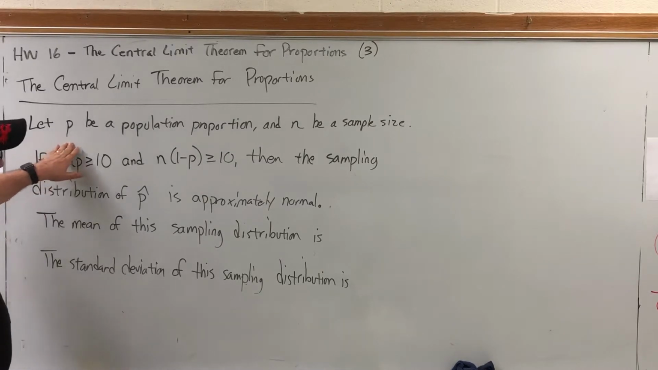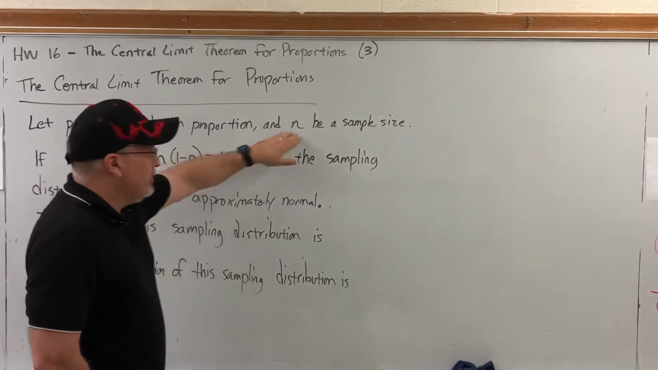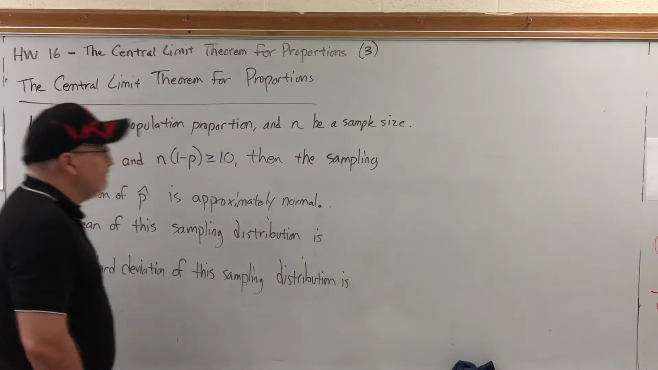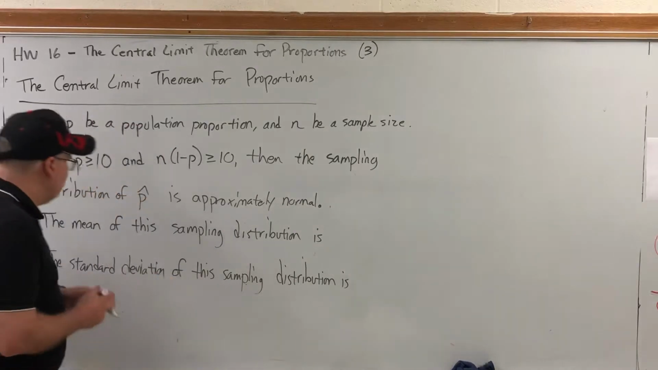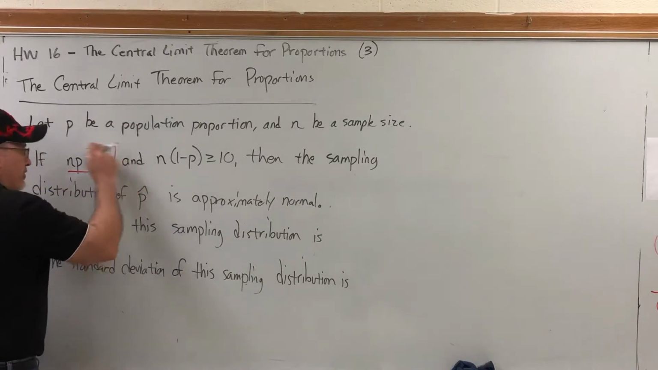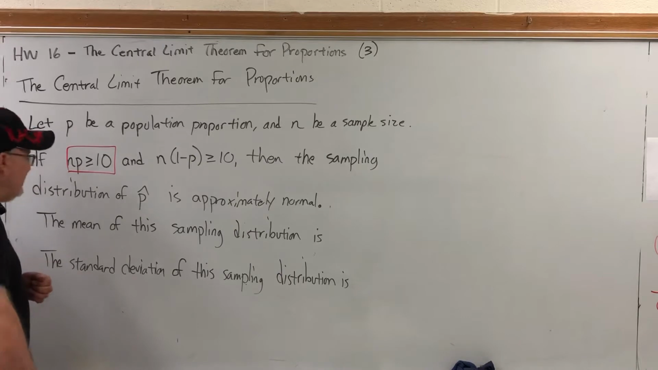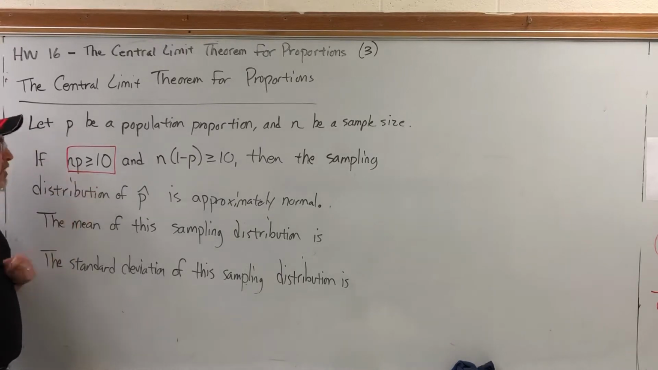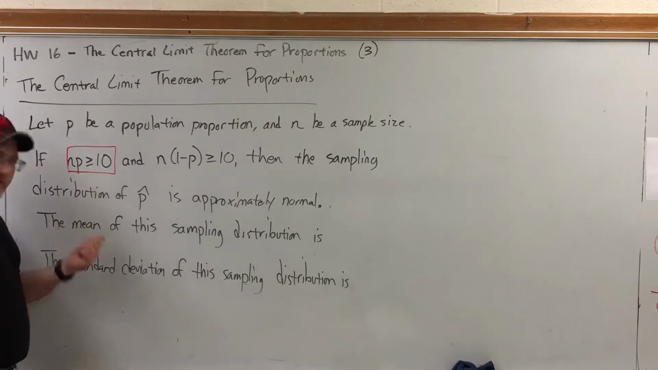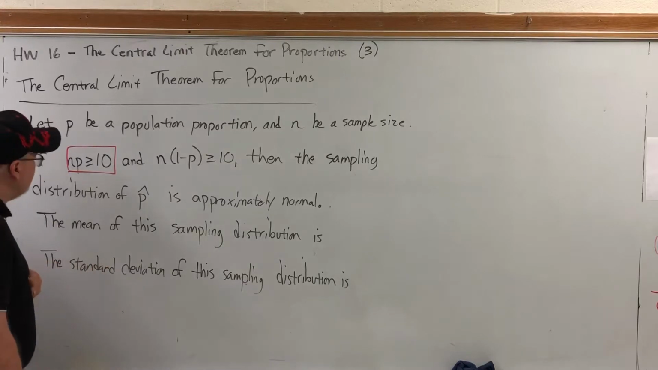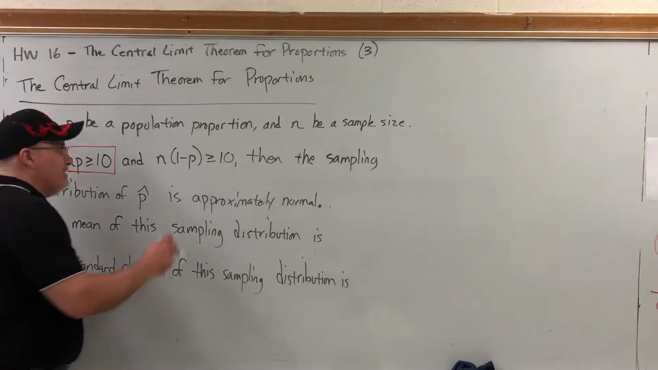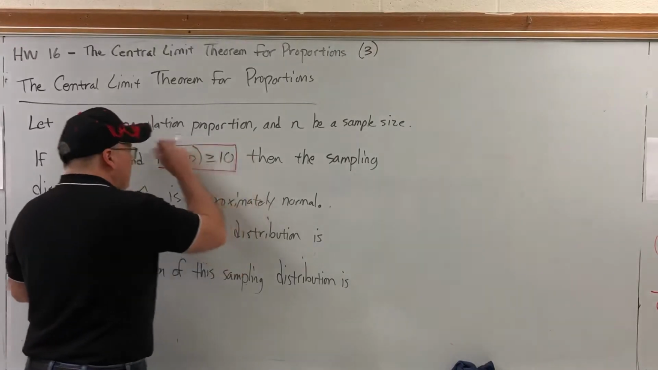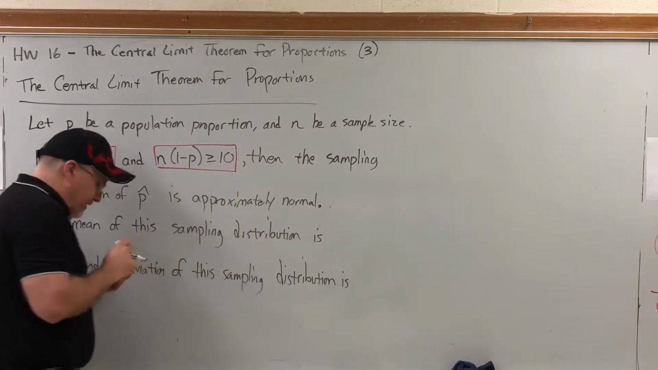Let lowercase p be a population proportion, and lowercase n be a sample size. If two conditions are met, n times p is greater than or equal to 10, which means that more than 10 of the sample have a characteristic. Yes, sample size times the proportion. And n times 1 minus p is also greater than or equal to 10.